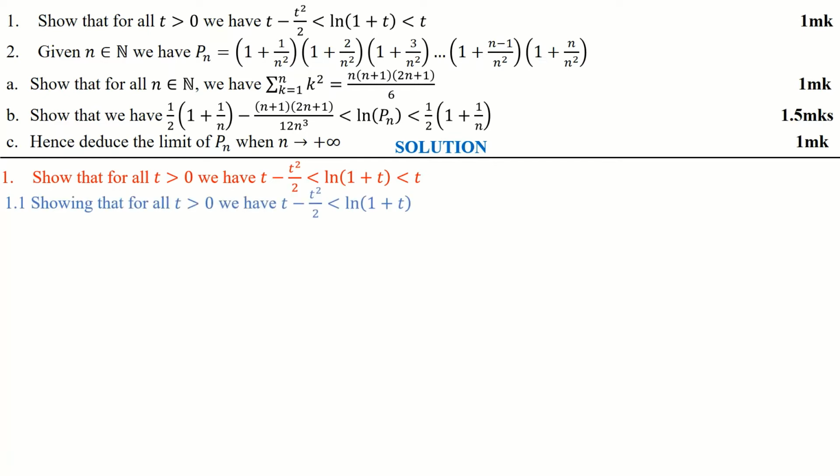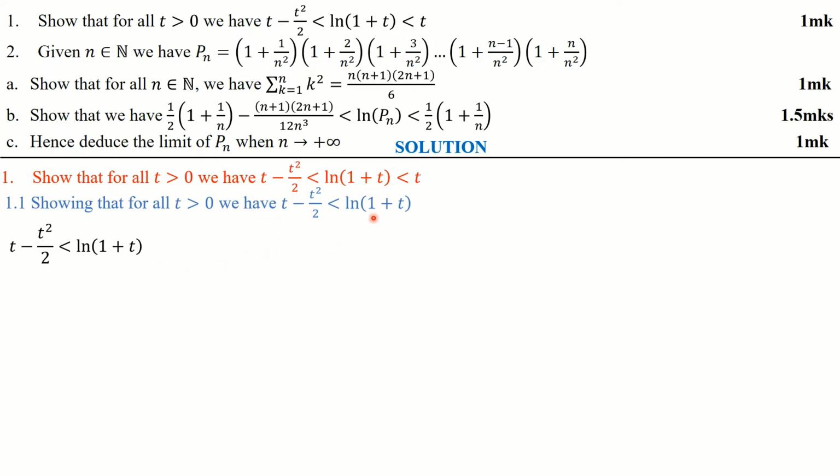Okay, so the first thing is that we are going to divide the given inequality into 2 parts, because we have this inequality. We need to show this. So if I show that t minus t squared on 2 is less than the ln of 1 plus t, and later on I show that the ln of 1 plus t is less than t, then I can conclude that this inequality is true. So I show this first part of the inequality, and then later on I show this other part. Okay, so showing the first part of the inequality is the same as showing that t minus t squared on 2 is less than the ln of 1 plus t.